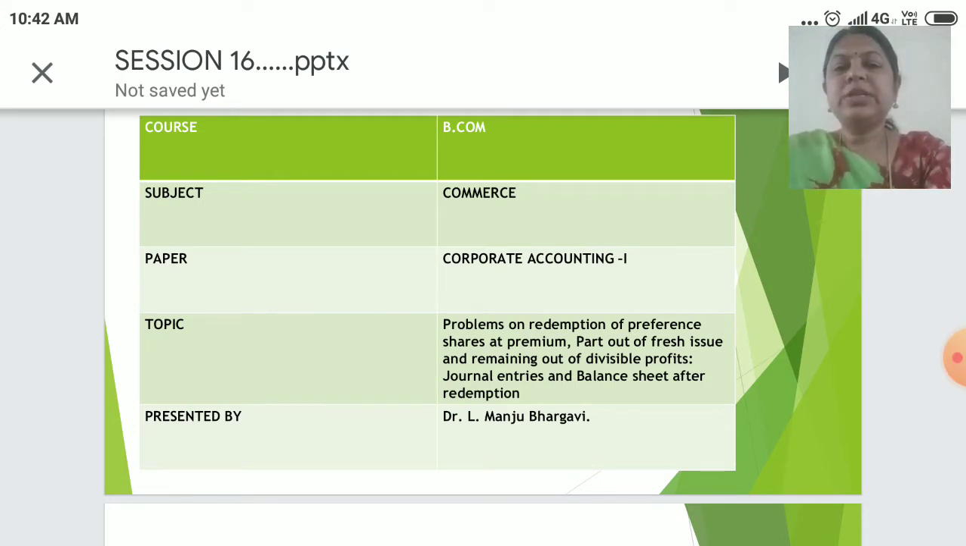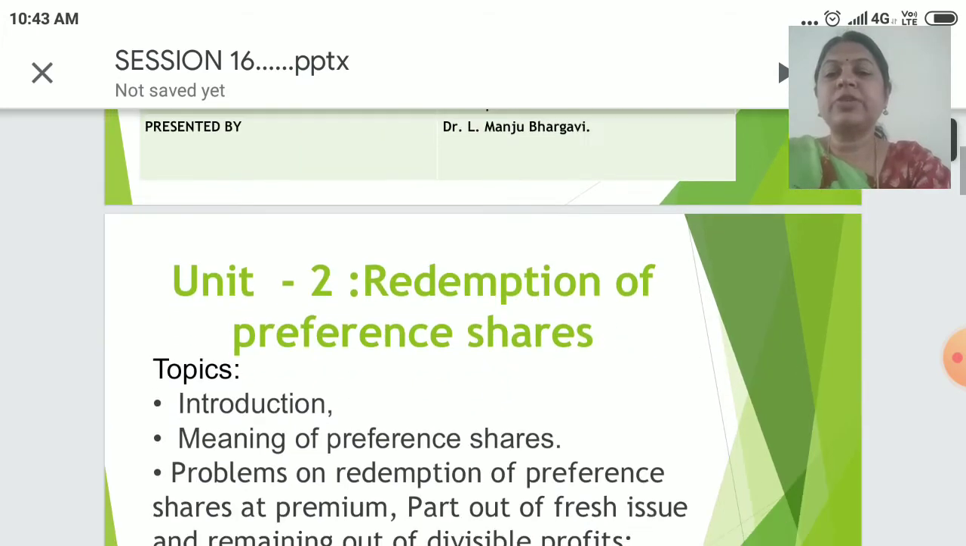Today, I will be dealing with the problem on redemption of preference shares at premium, part of fresh issue and remaining out of divisible profits. And I will be explaining the journal entries and also the balance sheet after the redemption. Course BCom, subject commerce, paper corporate accounting 1.